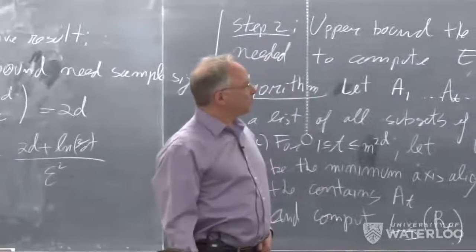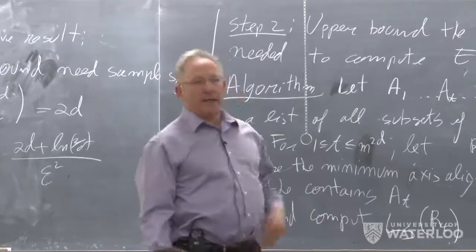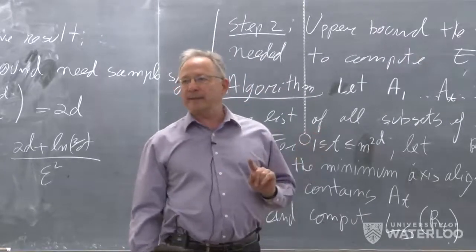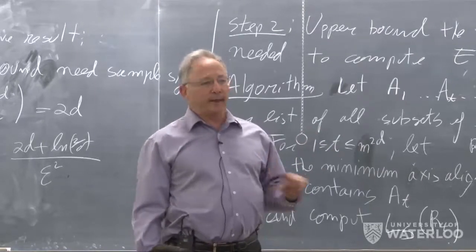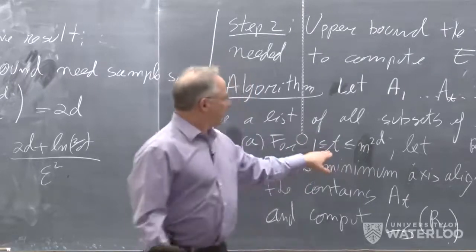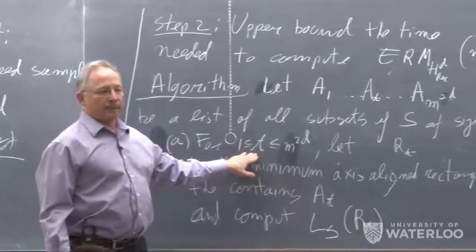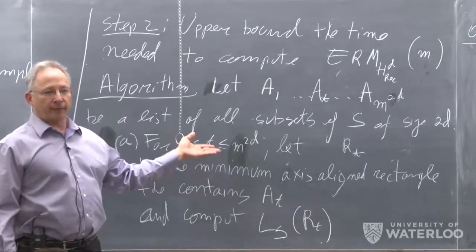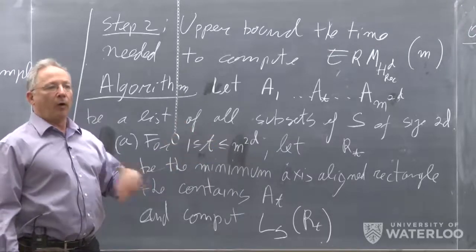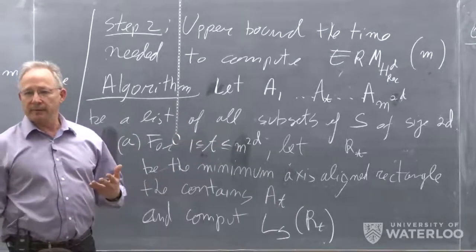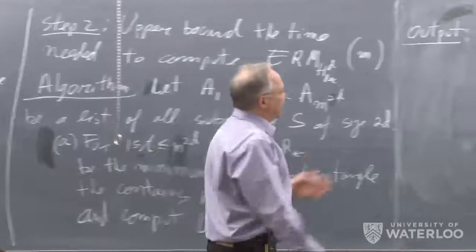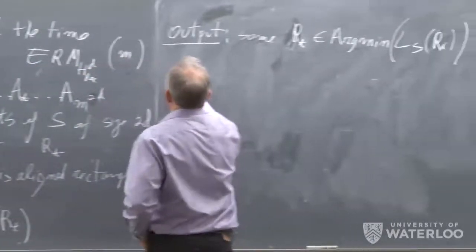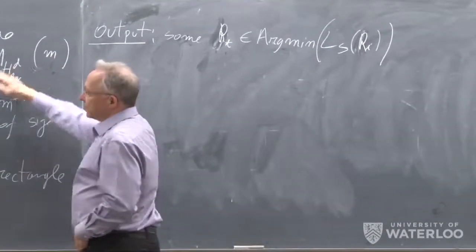Right. So we output the rectangle. So clearly what I got here is the minimum rectangle among all those that are defined by 2D points. But I claim that this is also the minimum rectangle in terms of error, the minimum error rectangle over all possible rectangles.